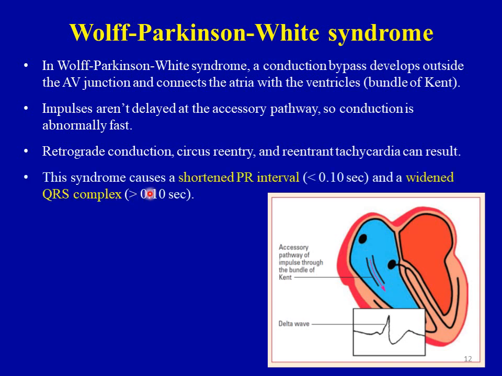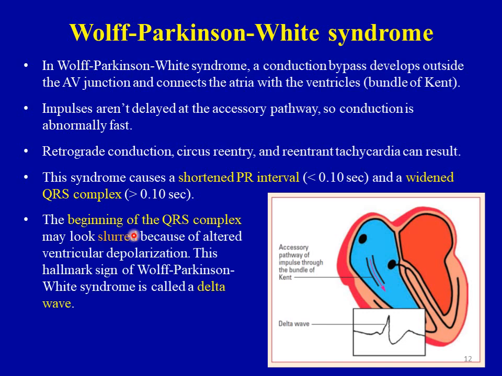This syndrome causes a shortened PR interval, because we said ventricular depolarization will start early, so this will affect the duration of the PR interval, so it will be less than normal, usually less than 0.1 seconds, and widening of the QRS complex. It will be more than 0.1 or 0.12 seconds or 3 small squares or boxes. The beginning of the QRS complex may look slurred because of the altered, early ventricular depolarization.